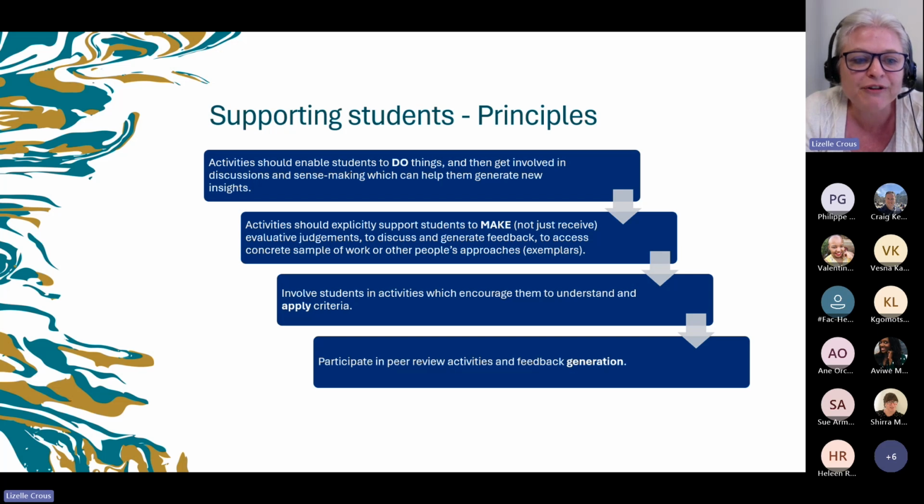So that brings us to involving the students in the activities: encourage them to apply criteria, practice a criteria, and show their understanding of what we set aside as the criteria for the assessment or for the feedback that needs to be given. And then get them to participate and also generate feedback, not just for themselves, but also for their peers.